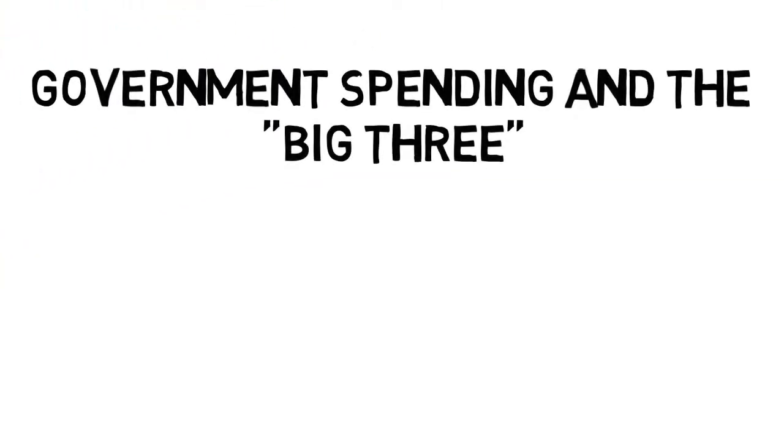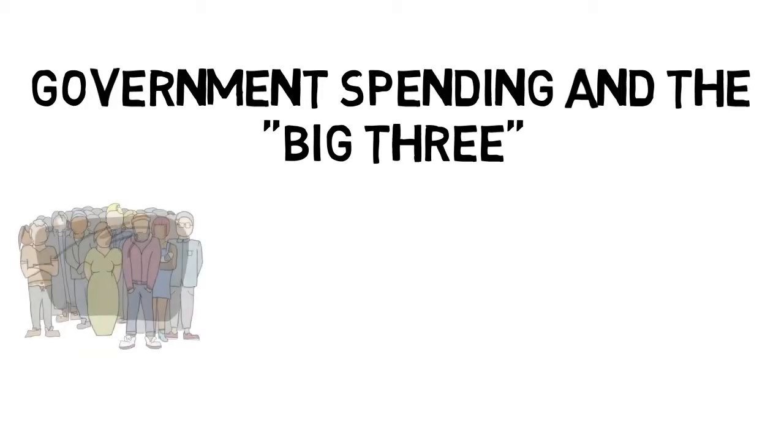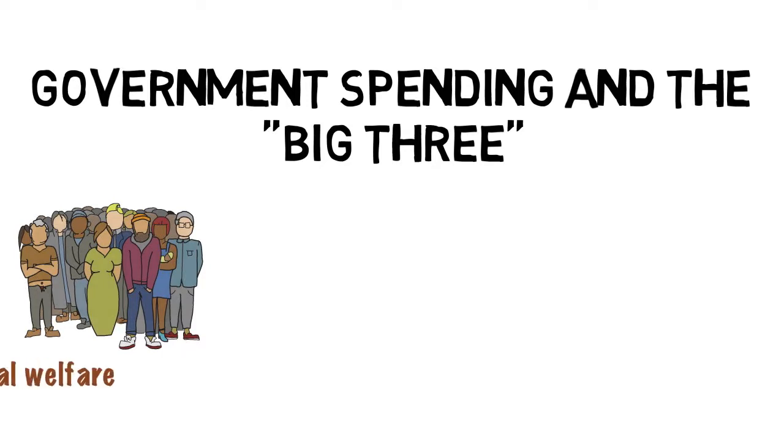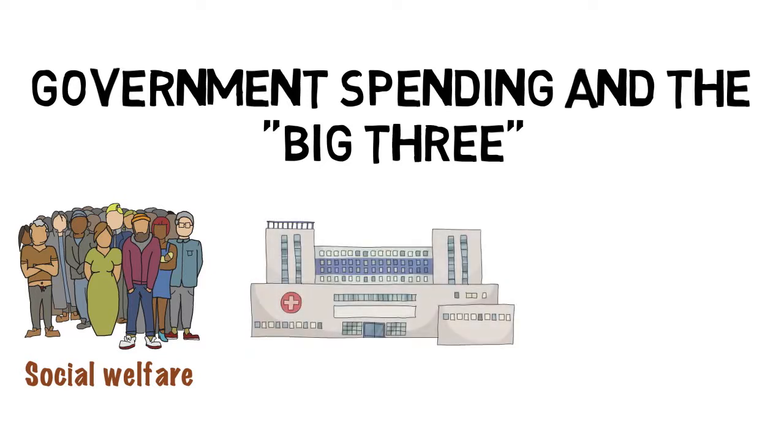Now, what does the government actually spend on? Well, we usually refer to this as the big three. And the big three start as follows. The biggest expenditure item usually for a government is social welfare. So this is, for example, unemployment assistance, carers allowance, etc.